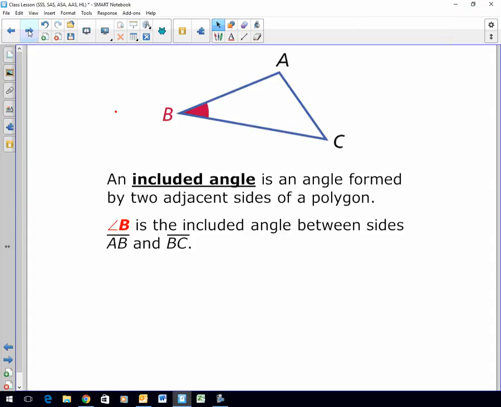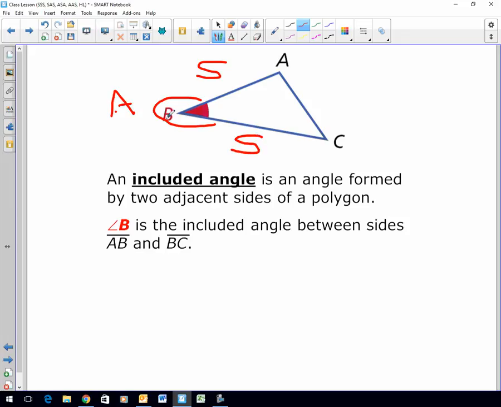You don't have to write this next part down because you already wrote it down once. An included angle is an angle formed by two adjacent sides of a polygon. I'm going to make this easier. Angle B, right there. What sides does it touch? AB and BC. So if I'm going to use side-angle-side, you have to make sure your angle is touching the two sides. Everybody with me on that?